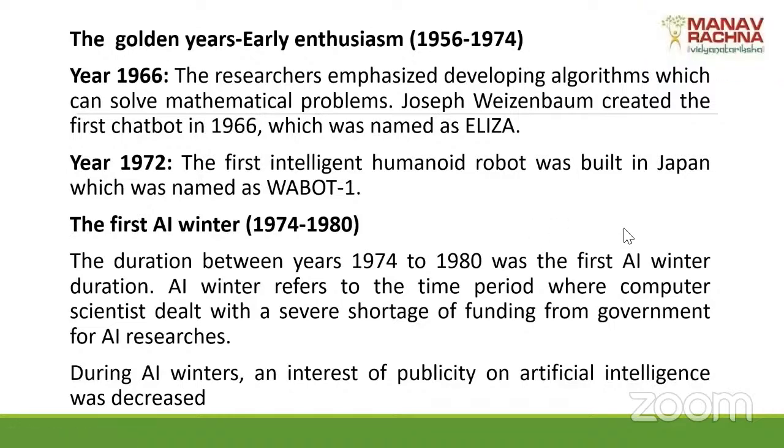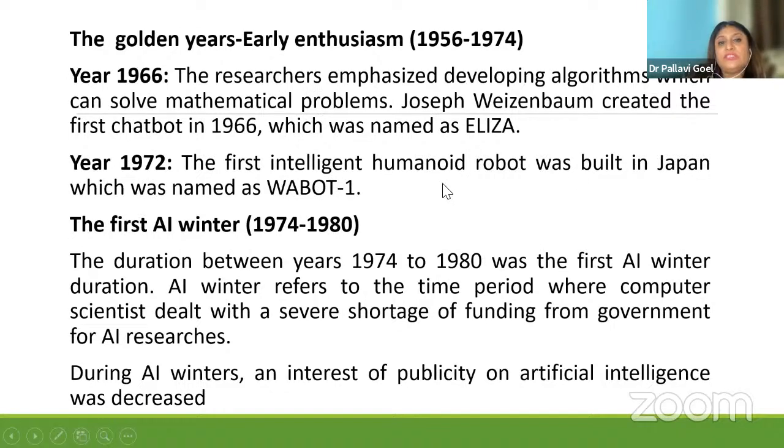Golden years, early enthusiasm. The researchers emphasized developing algorithms which can solve mathematical problems. You know, guys, students coming from the 12th class say, I'm taking computer science because I don't want to go to mathematics. Some students always have this in their minds, that if I go into computer science, I don't need to do maths. Sorry, I'm telling you all that mathematics is the main part of computer science. You can see in our history also who all were the mathematicians. They only launched this AI.